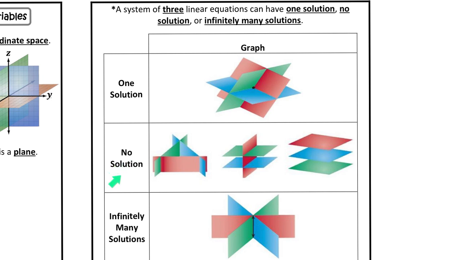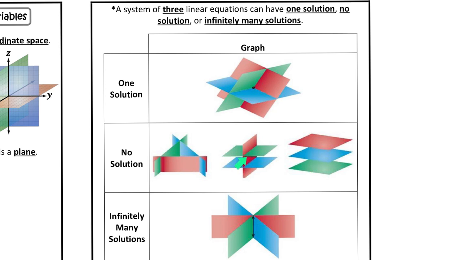Then we have no solution. No solution is when none of the planes intersect. And a plane you want to think of like a paper. A plane is like a sheet of paper. So here I have this red plane, blue plane, green plane, and none of them are touching, because they're just hovering above each other.